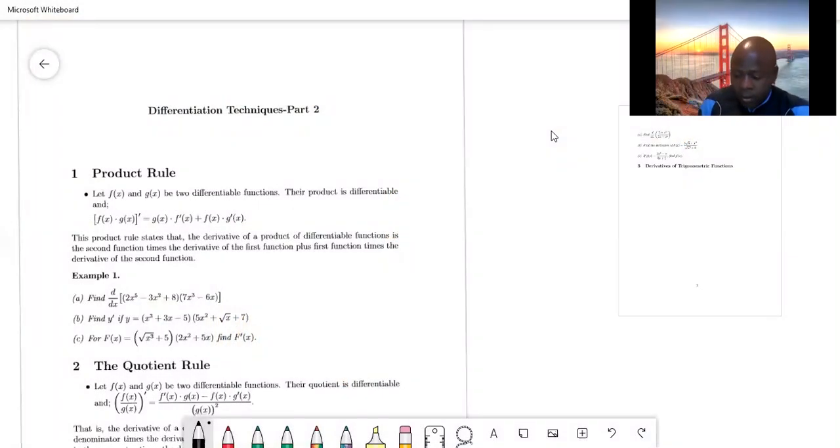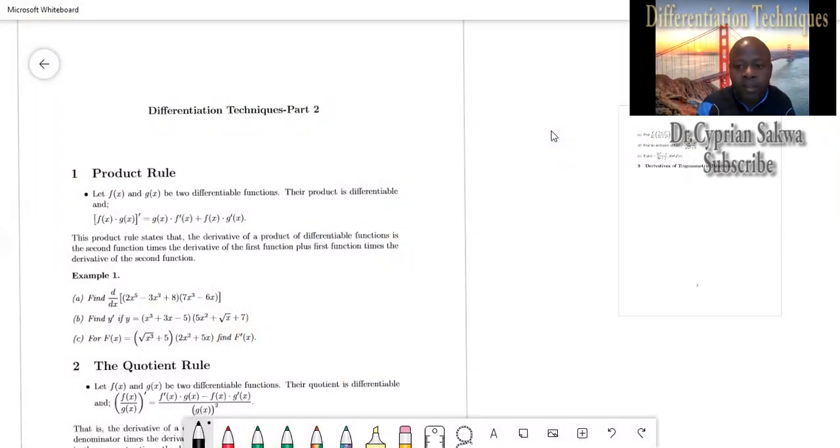Welcome, and let us look at differentiation techniques. In our previous class, we looked at how to differentiate using the definition of the derivative. Today we'll be looking at other techniques, which include the product rule and the quotient rule. So I begin with the product rule and I define it.